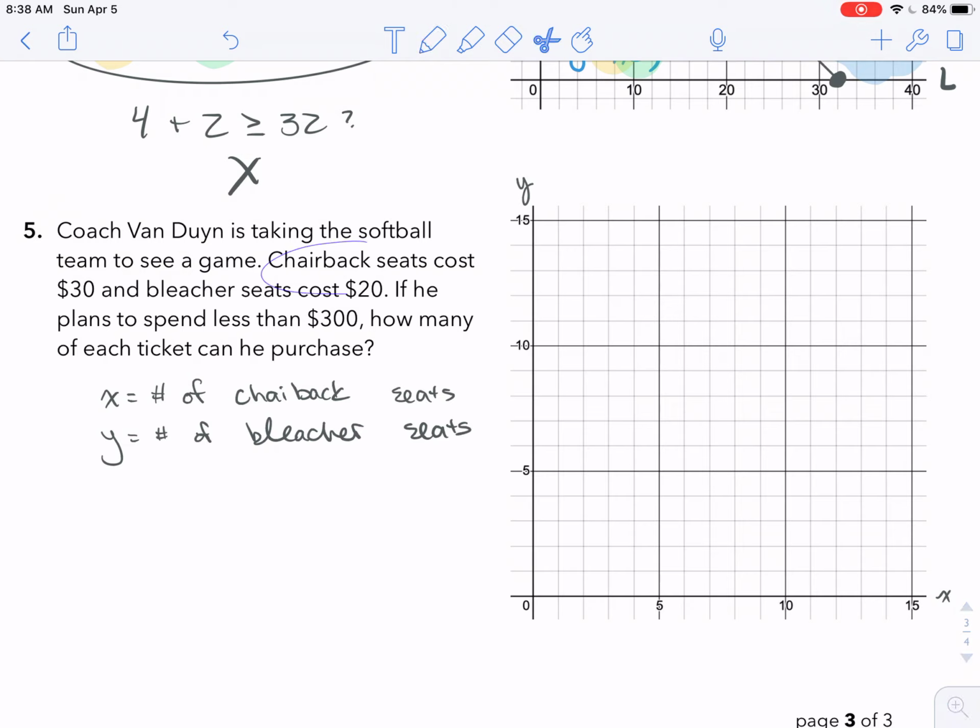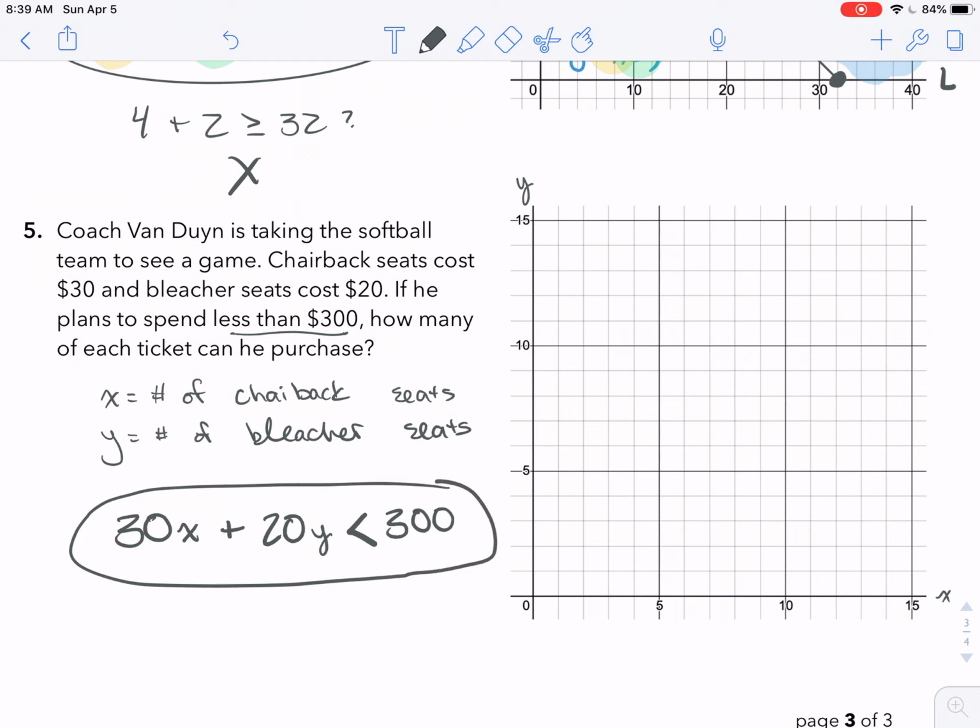Now, since our chair back seats cost $30 each, we say 30 times however many chair back seats we get. That's how much it's going to cost. Then we add that to our bleacher seats, 20 times our bleacher seats, which are y. If he wants to spend less than $300, how many of each ticket can he purchase? That'll be less than, but not less than or equal to. Remember, just less than 300. There we have it. That's our inequality.